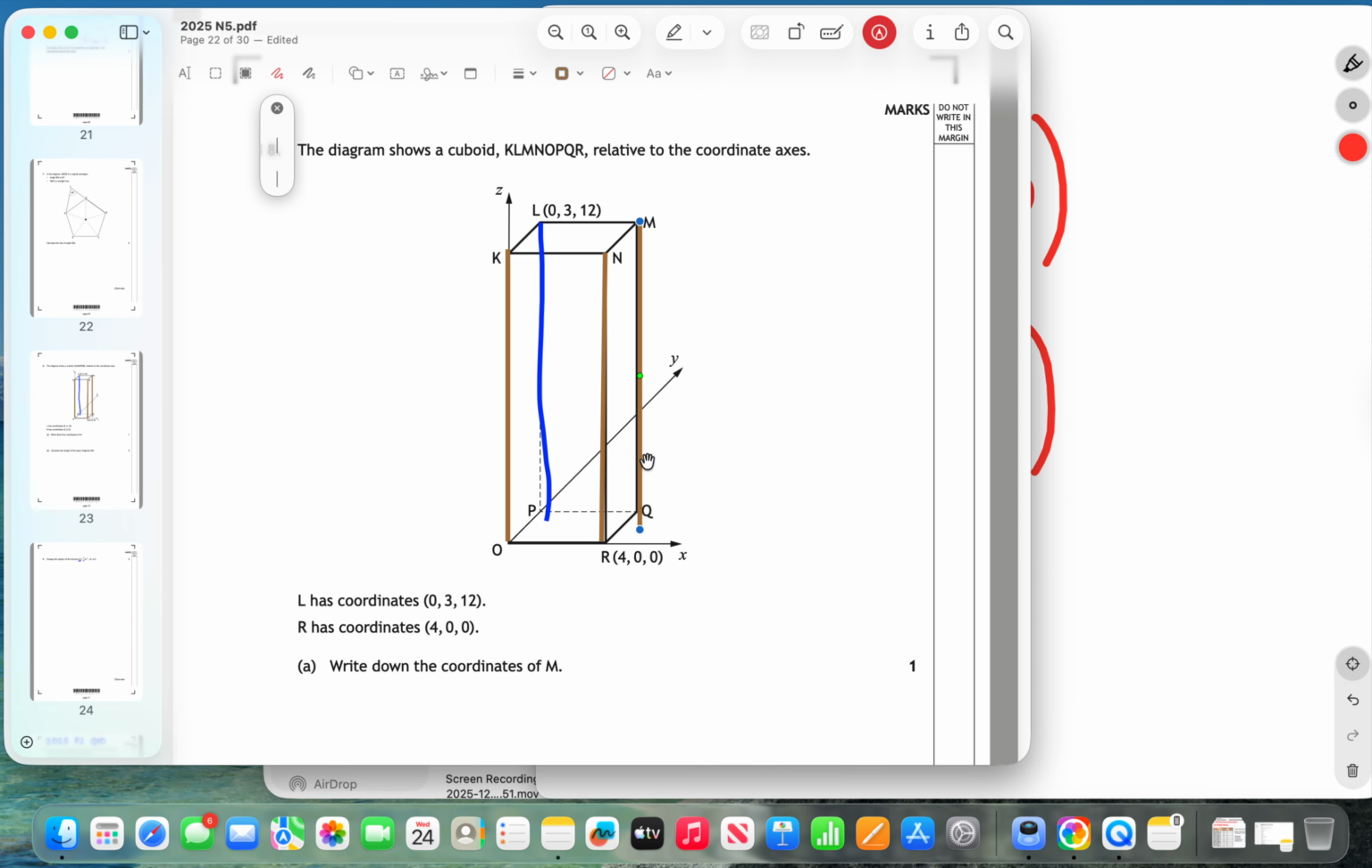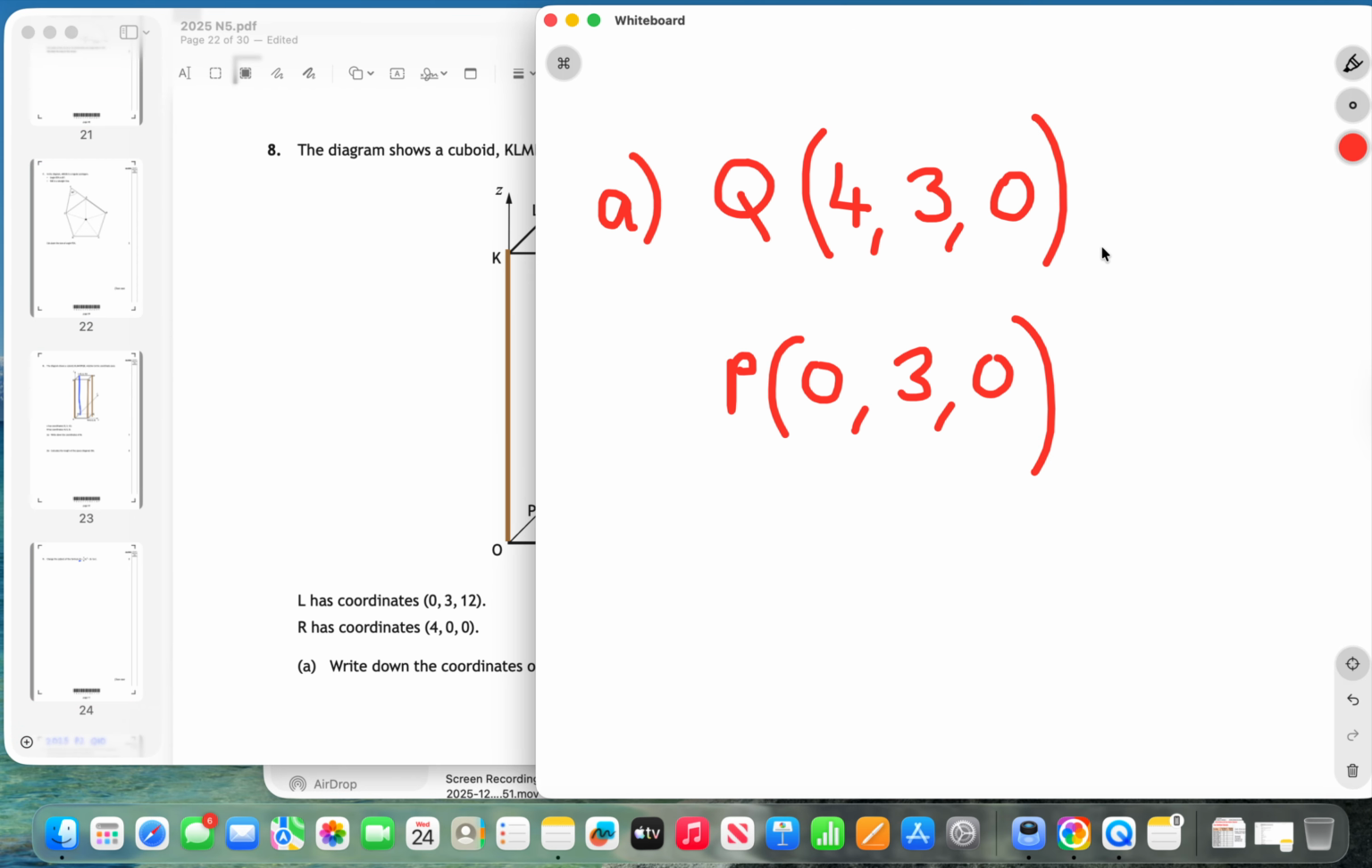So this must be 12, the edge Q to M, and it's parallel to the z-axis. So the only coordinate that's changing is the z coordinate. So that means it goes up 12 in the z-axis, but none of the other coordinates change. The x and the y coordinates don't change. So we get M is (4, 3, 12). So that is (4, 3, 12).